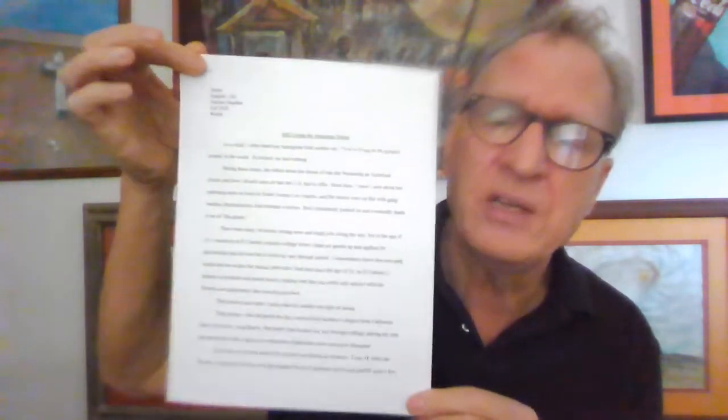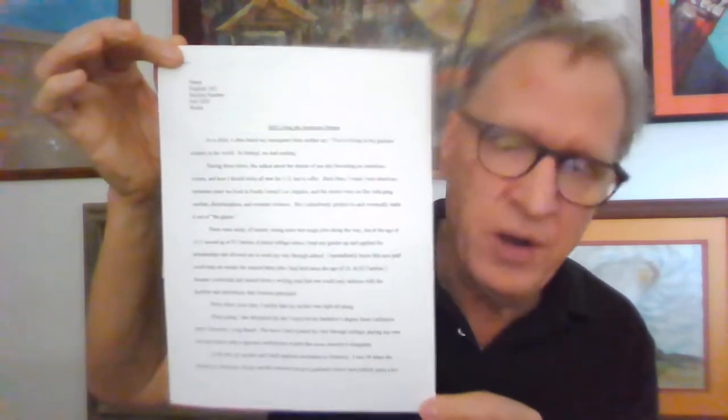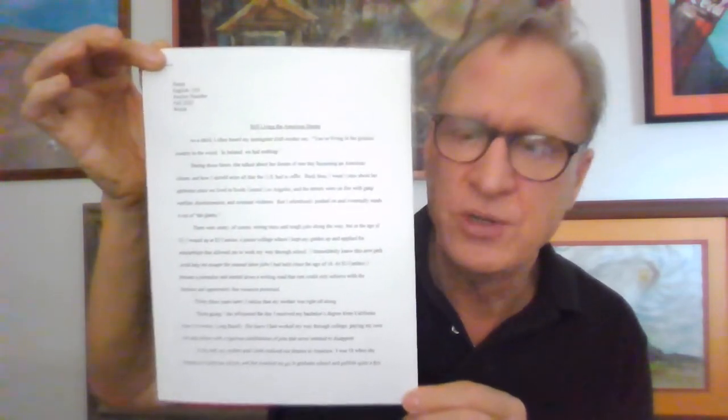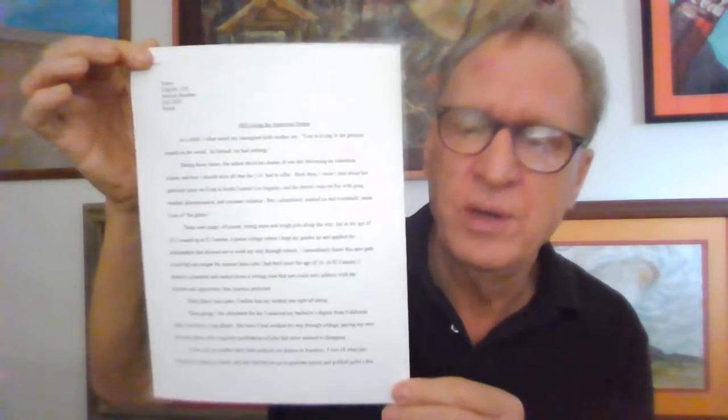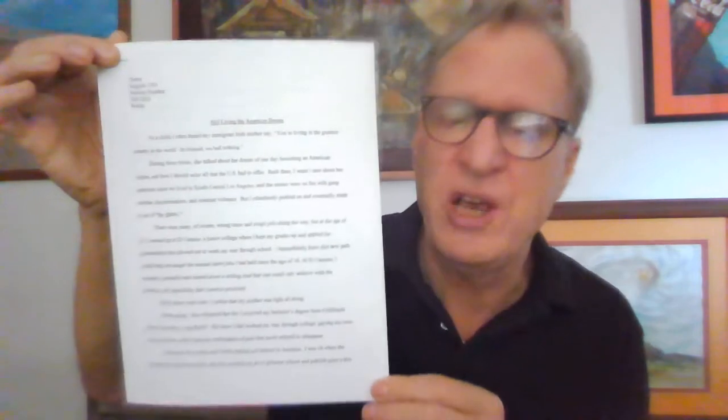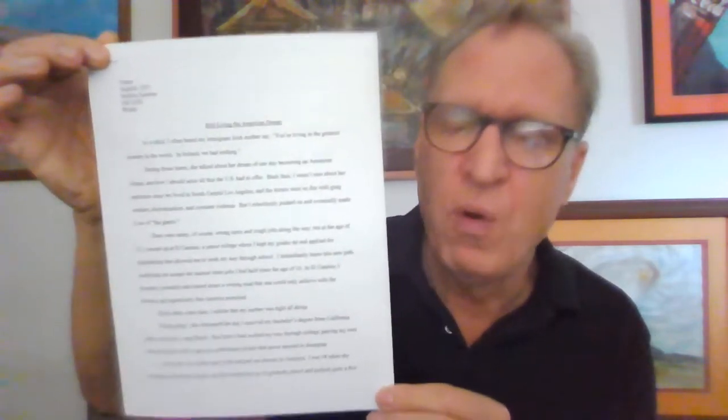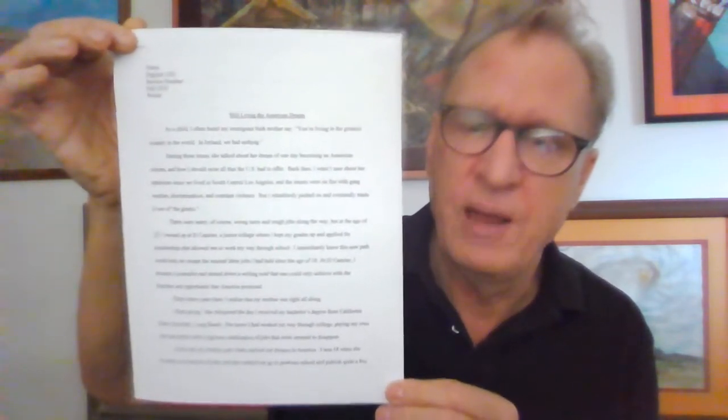Upper left-hand corner, name, single space down, English 1301, section number for the class. Fall 2022, my last name Welsh. See how perfect that looks? This is how an essay looked 50 years ago in college. This is how an essay looked last year in college. This is the Modern Language Association look, properly formatted for an essay.